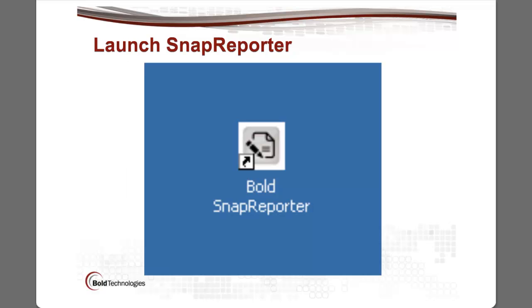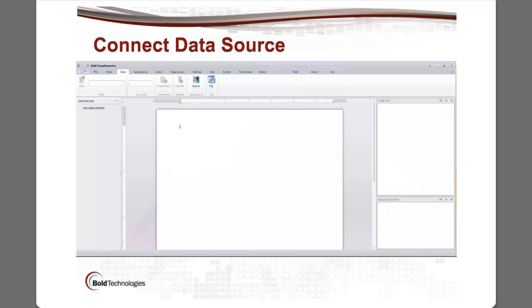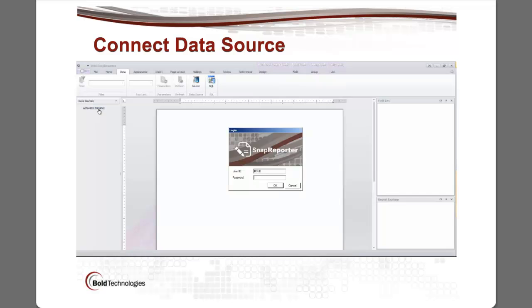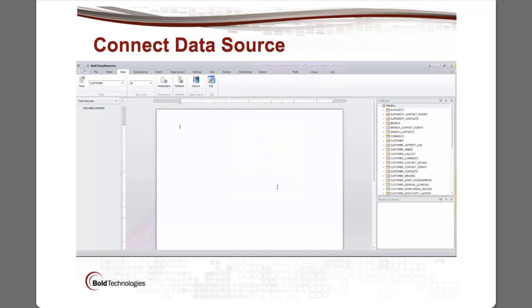Let's get started. First, locate the icon on desktop labeled Snap Reporter and double-click. Since we created a data source in part 2, we need to connect to it. If you're not connected to a data source, simply click on the name of the data source on the left and enter your Manitou username and password. As a reminder, you must have permissions to use Supervisor Workstation to be able to log in and begin using the Snap Reporter.